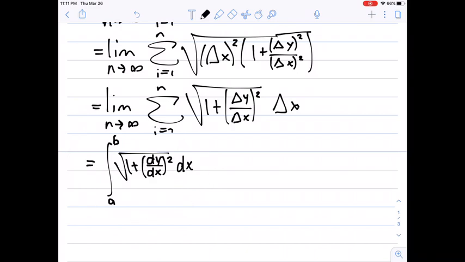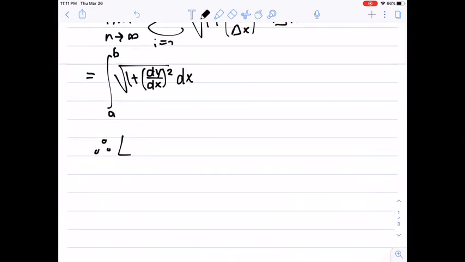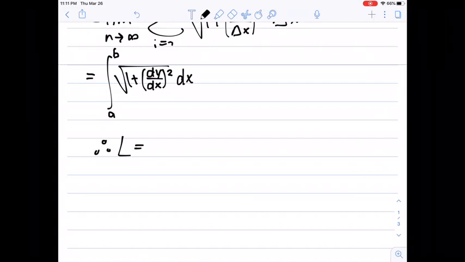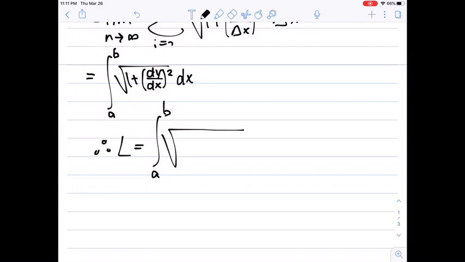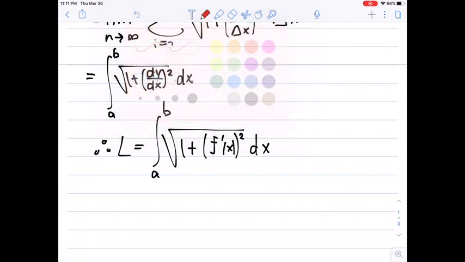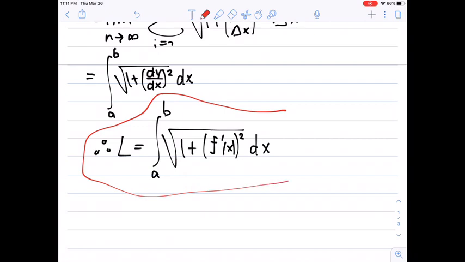Okay, so we end up getting arc length is equal to the integral from a to b of the square root of 1 plus, here you can just put y prime, you could put f prime of x. Let's put f prime of x squared dx. Okay, and that's going to be the rule. That's going to be your arc length rule moving forward.